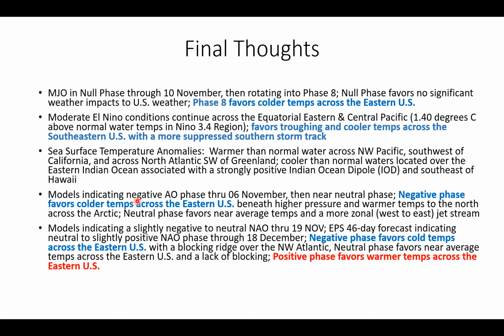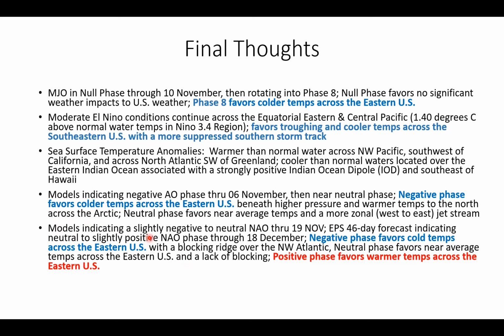Now, models are indicating a negative Arctic oscillation, AO, phase through the 6th of November, but that is fairly short-lived. We're then going to transition to more of a neutral phase AO. Negative phase of the AO favors cold temps across the eastern U.S. beneath higher pressure or higher heights in the north. And neutral phase of the AO favors near average temps in a more zonal west to east jet stream configuration.